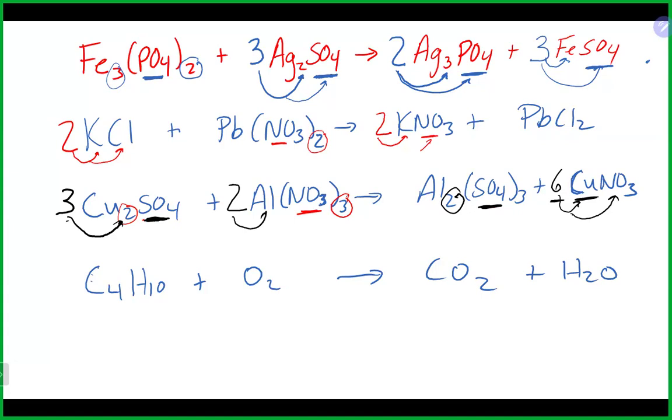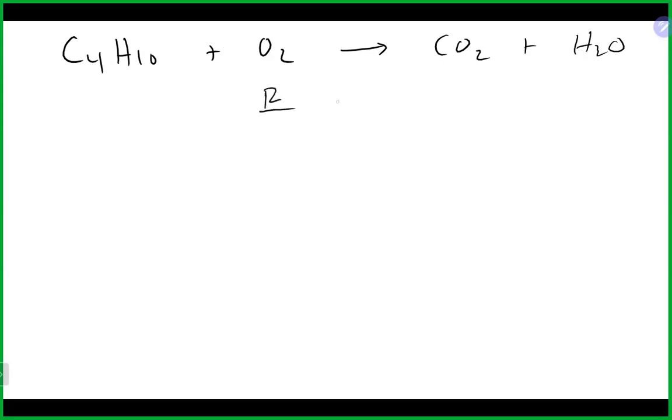Let's take a look at the bottom one here, and I think I'll rewrite it on this page. I feel like I'm gonna need more room. All right, so C4H10 plus O2 gives CO2 plus a little bit of water, a little combustion reaction happening. Here we do not have polyatomic ions, so we'll go back to our table approach. So we've got carbon, hydrogen, and oxygen.